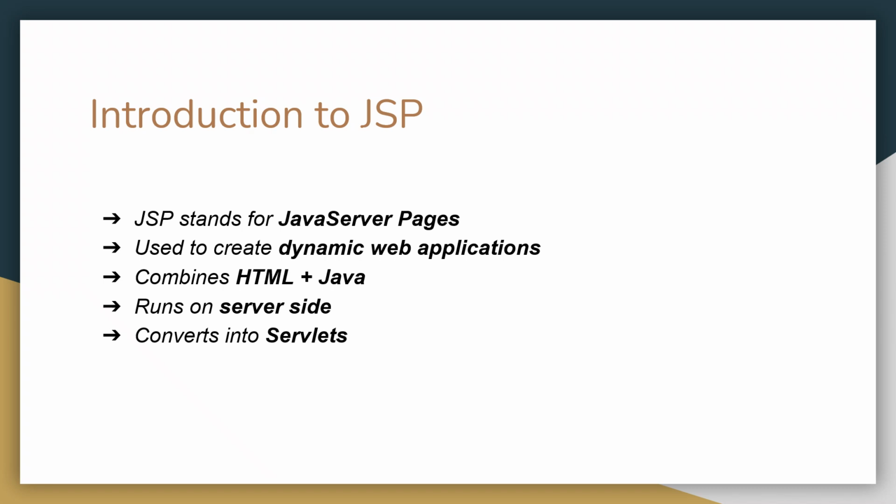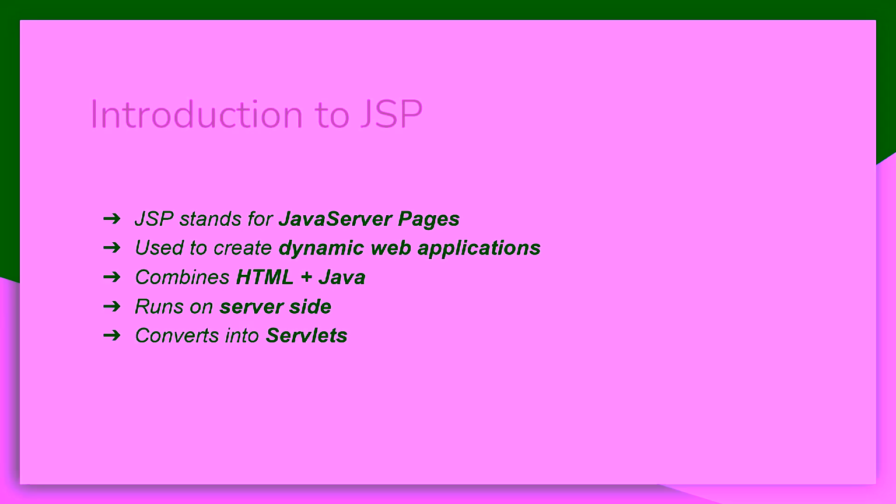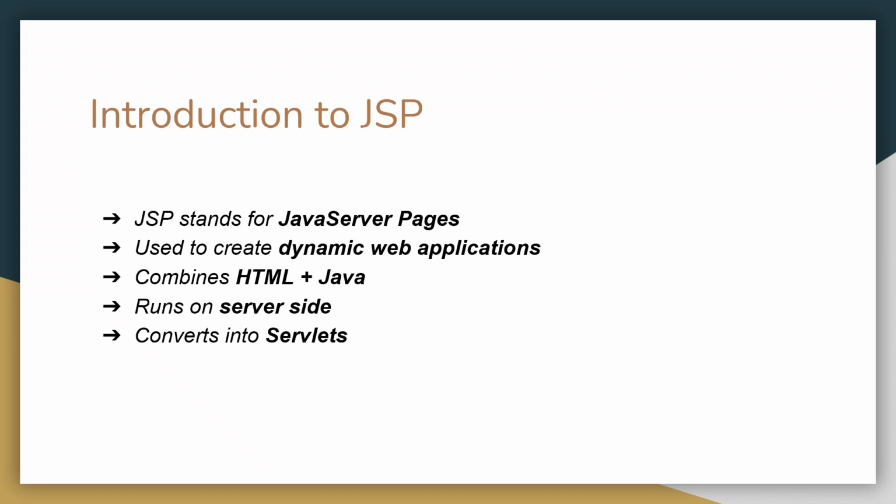JSP stands for Java Server Pages. It is used to create dynamic web pages. It combines HTML and Java code. JSP runs on the server and is converted into a servlet. This helps in generating dynamic contents.